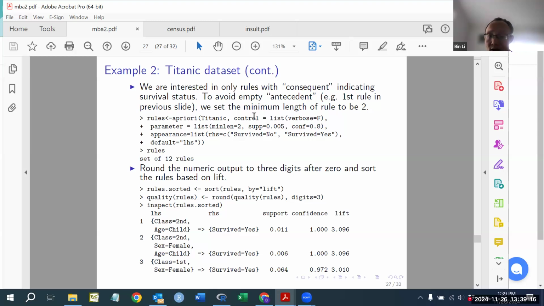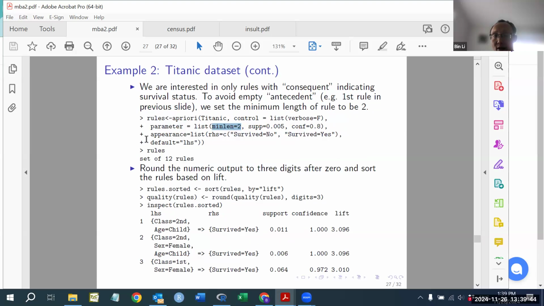Now this time I set the parameter minimum length to 2. That means the minimum length for the rules has to be 2. So what does that mean? That means it has to contain 2 or more items in the right and left hand side combined. In that way we will avoid those empty sets.